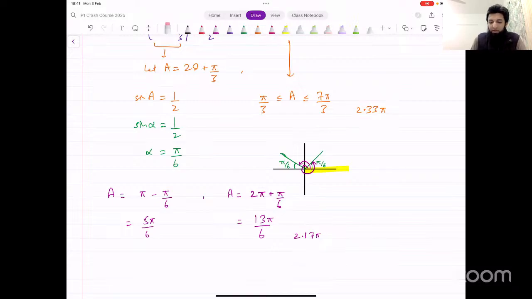Or you could also compare it like this. You could multiply this by 2. That's going to give you 14 pi over 6, right? Multiply the denominator and numerator so that the denominators become the same.